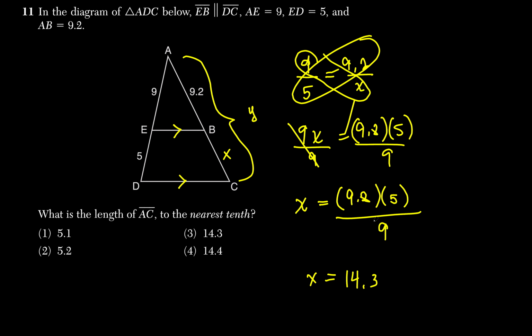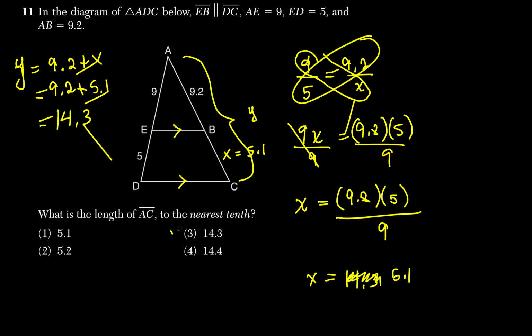So for number 11, we have a value of 5.1 for x. This is 5.1. Right, because 9.2 times 5, so that's 46. 46 divided by 9 gives you 5.1. So what you have here now is you need to find y. So the value of y is equal to 9.2 plus x. So that's 9.2 plus 5.1, which gives you 14.3. So choice 3.